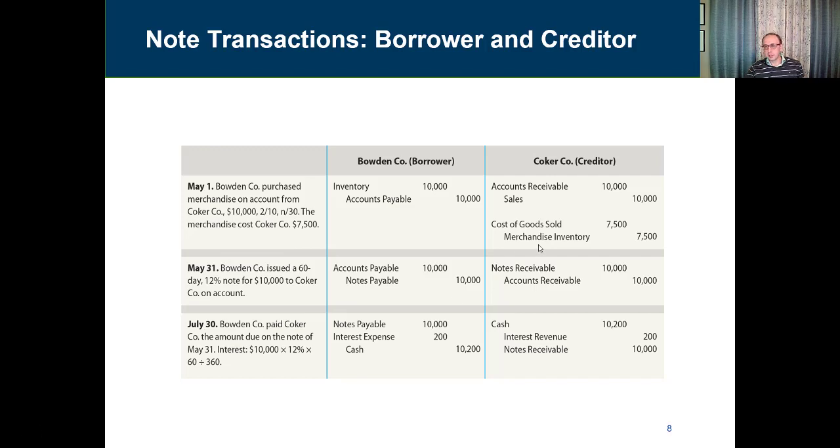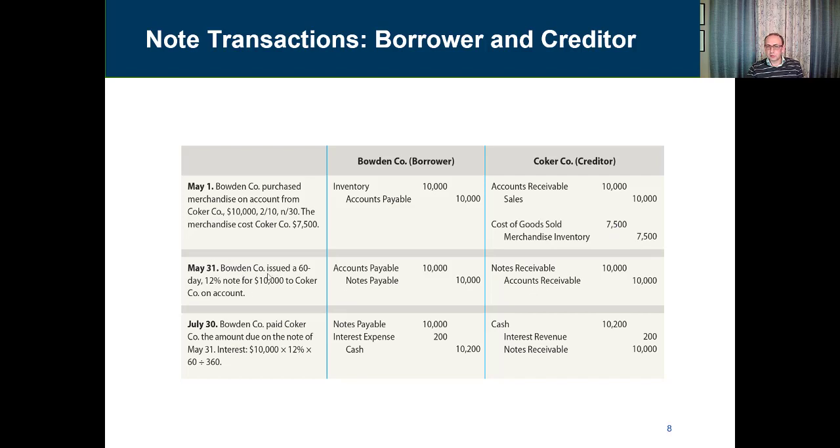So this is the journal entry that we've traditionally been recording whenever we make a sale under the perpetual system. So we debit cost of goods sold, and we credit merchandise inventory based on the cost value, which is $7,500.